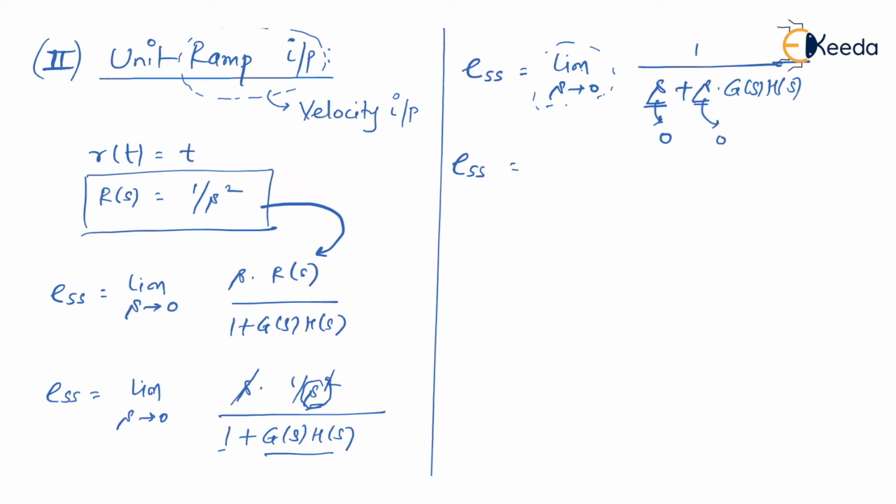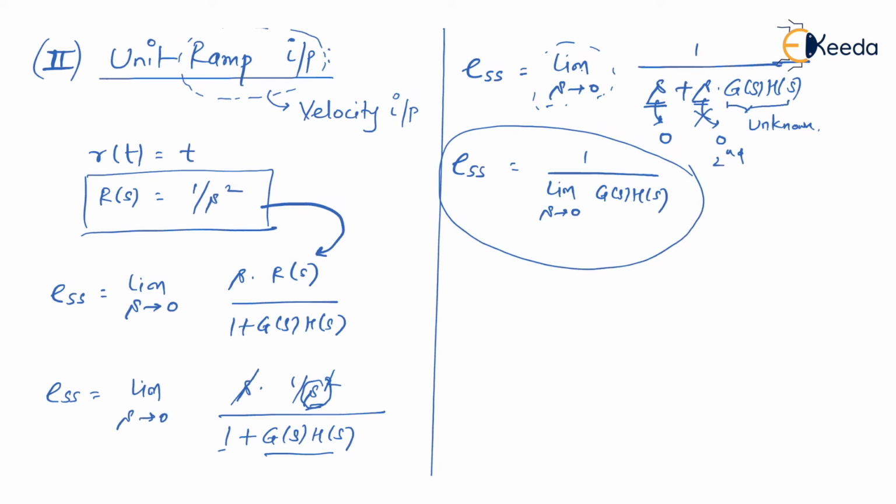I cannot substitute s equal to 0 here because g of s h of s is still unknown to me, because this g of s h of s can be a function which will have s in the denominator also. So this s may get cancelled. So you cannot substitute s equal to 0 in the second term. But in the first term, pretty well you can substitute s equal to 0. In turn, what you have remaining is 1 whole divided by, limit s tending to 0, s into g of s into h of s. So I have this as a final formula.